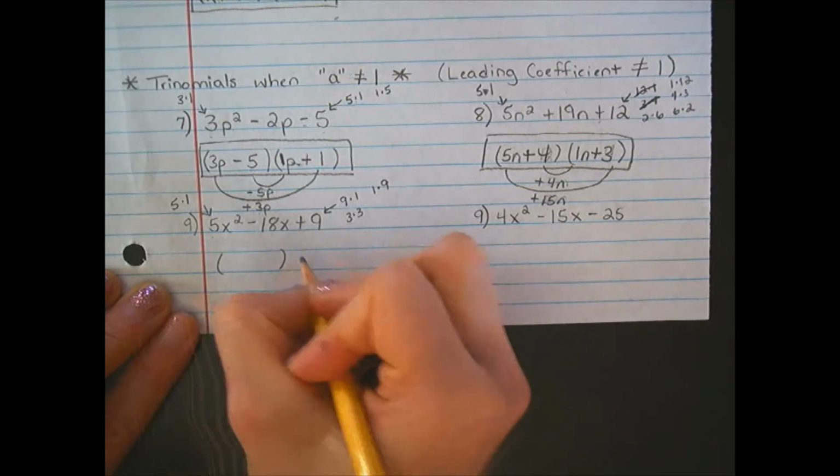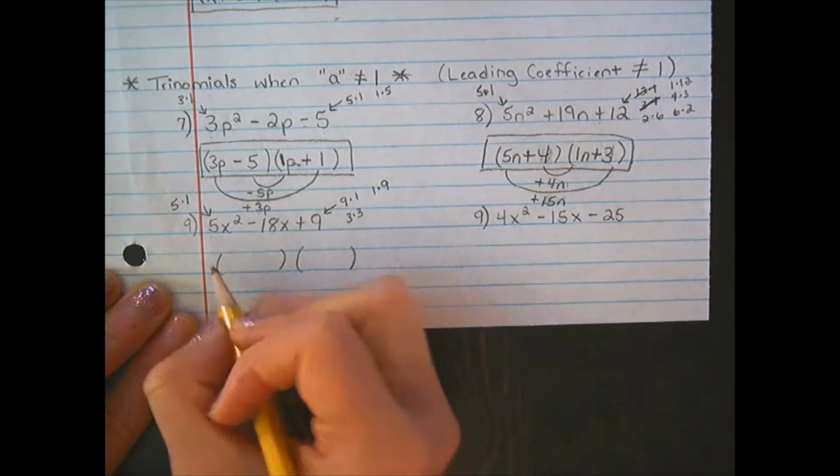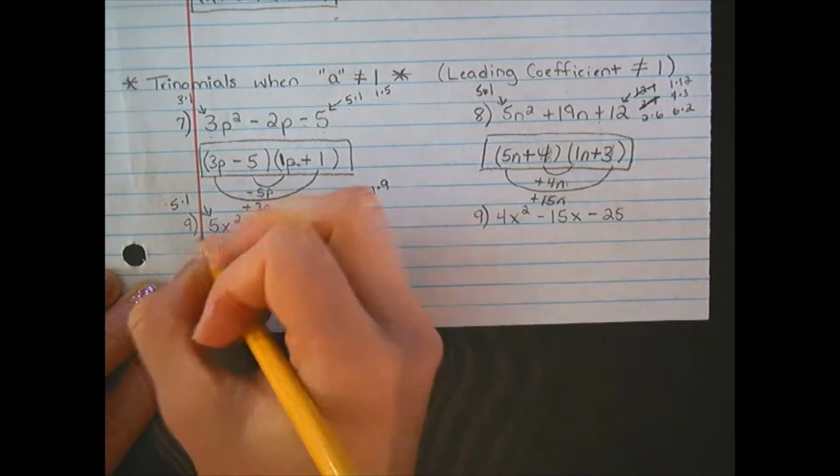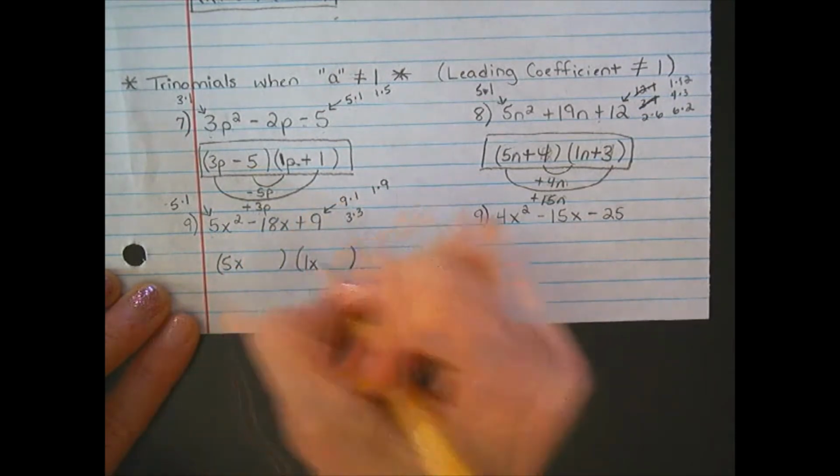Go ahead and put our 2 parentheses. So then that just has one factor. So I'm going to go ahead and put 5 and 1, and then x times x gives me x squared.